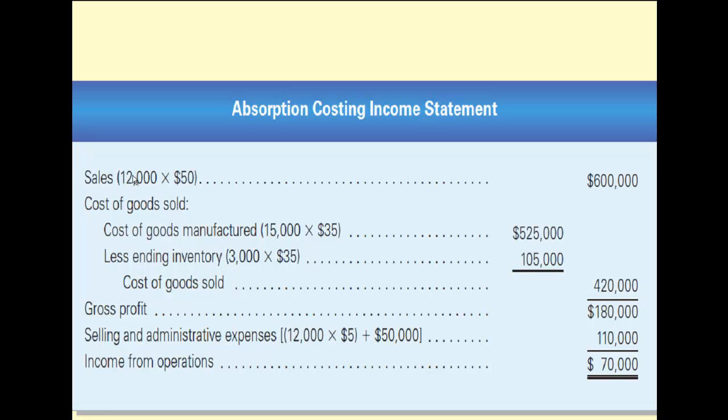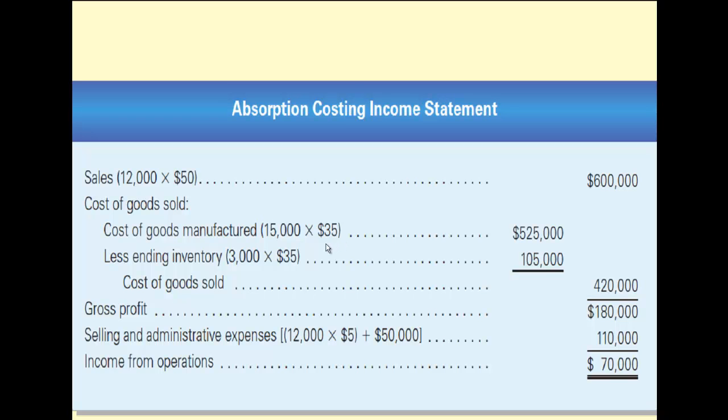So under both of these, with this example and the variable example we're going to work in just a second, we only sold 12,000 units. So 12,000 units at $50 a piece, that means we're going to have $600,000 of income here. Our cost of goods sold, remember, is the difference between how much we had available to us and how much we had left as ending inventory. We had 0 for our beginning inventory here. So if we made 15,000 and we have 3,000 left, that means that 12,000 was the amount sold, wasn't it?